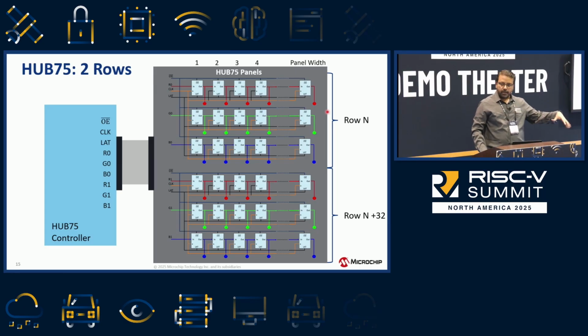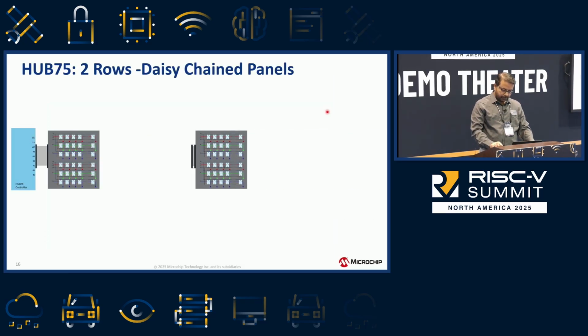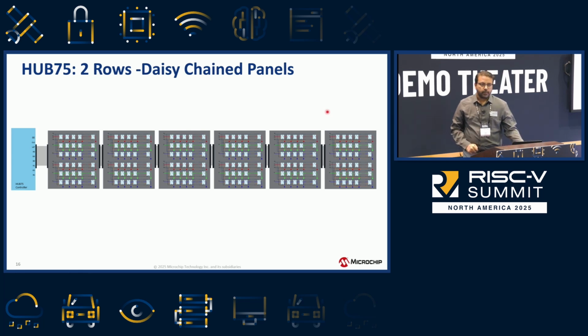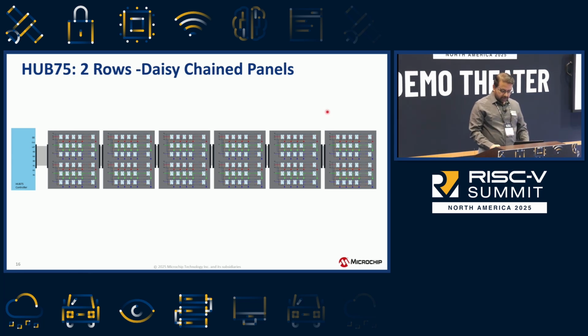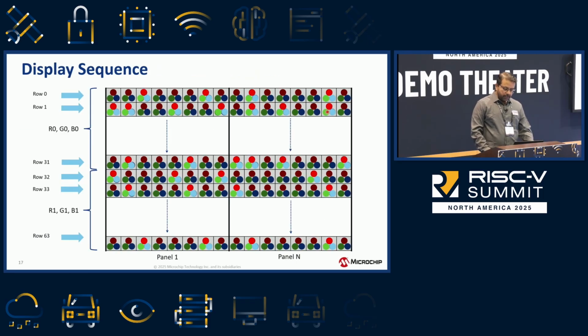And for us to implement a cube with 6 sides, we're going to actually daisy chain 6 of these boards together. What that does now is that you have a shift register that's 384 bits long, essentially the number of panels times the panel width. All right? And let's take a quick look at the display sequence.